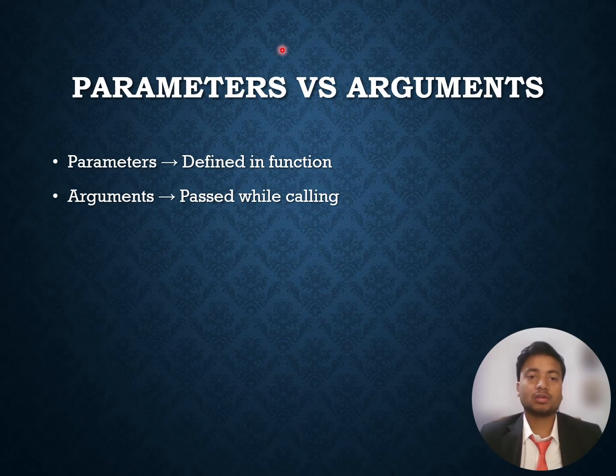Here we discuss the difference between parameters and arguments. Parameters are defined in the function, used to define the function. Arguments are passed while calling. When the user calls the function, the arguments are passed to it.